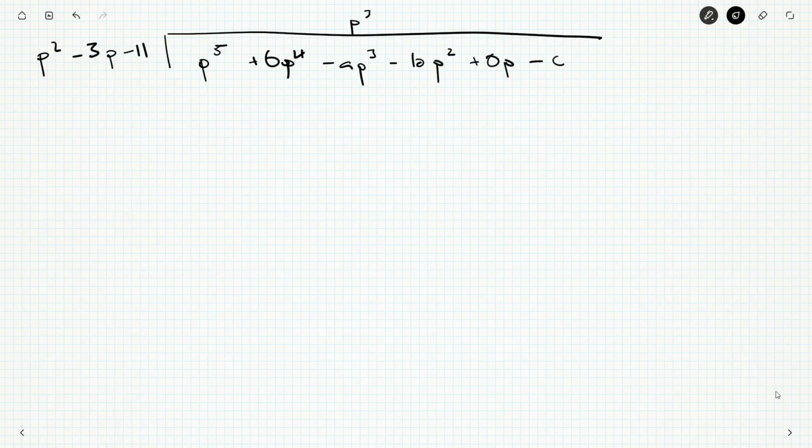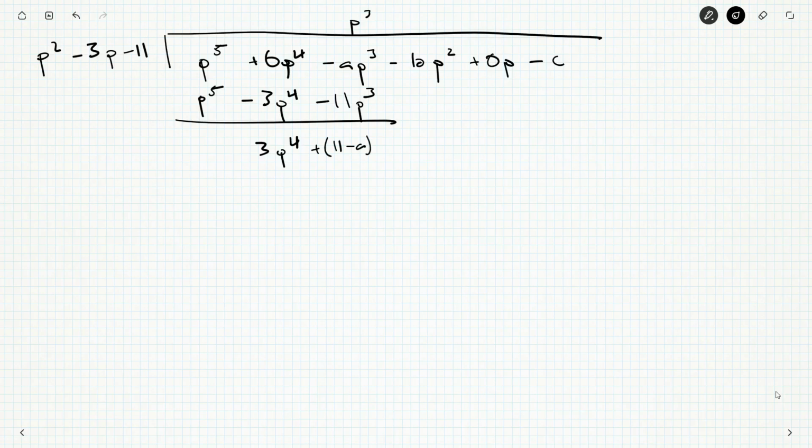So, as I say, p cubed divides in, so we get p to the 5 minus 3p to the 4 minus 11p cubed. So we've got 3p to the 4, and then plus 11 minus a p cubed. Don't know exactly where we're going with that, but that's okay. We bring down the minus b p squared. P squared divides into p to the 4, 3p to the 4 plus 3p squared many times. And it'll be minus 9p cubed, and then minus 33p squared.